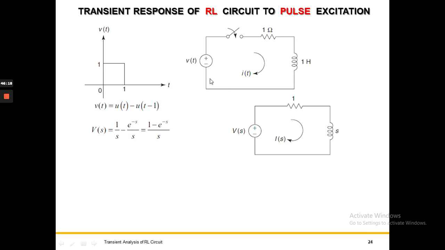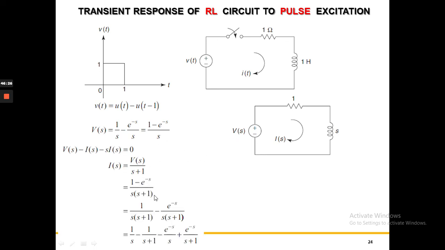Now make the circuit into the frequency domain. E of s is this term. Take the KVL and simplify it to get an expression for I of s. So I of s is like this. First take it as two terms: 1 by s into s plus 1, minus e raised to minus s divided by s into s plus 1. Partial fraction it again. Then you know the inverse Laplace transforms: 1 by s gives 1, 1 by s plus a gives e raised to minus at, and this is the shifted one, with e raised to minus s.